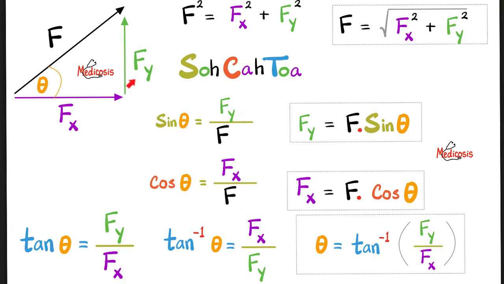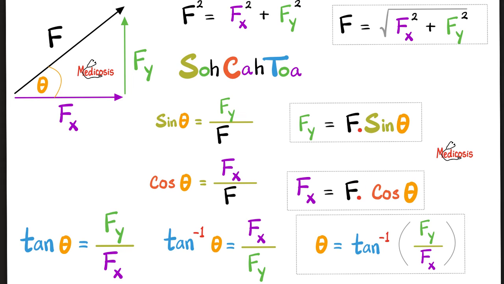But how about if I want Fy? We use sine for this. Remember that sine theta is opposite over hypotenuse. What is the opposite? That's Fy. What's the hypotenuse? That's F. Cross multiplication, or by multiplying each side by F, you get this. So Fy equals F sine theta. So Fx is F cosine theta, but Fy is F sine theta.